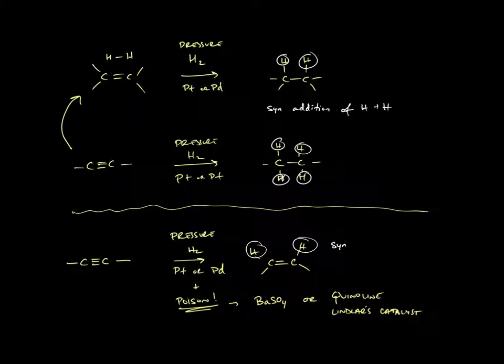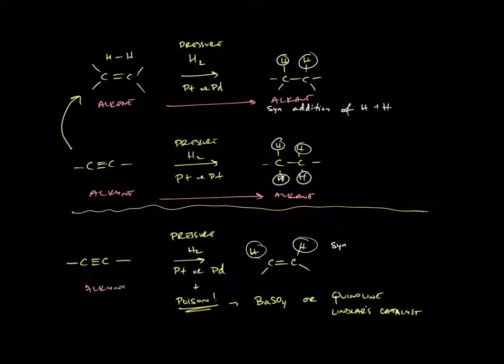So I'm going to write these names in really quickly, and you can think about any questions you have to bring to class. So this would be an alkene turning into an alkane. This would be an alkyne turning into an alkane. But if we poison it, we can turn our alkyne into an alkene, specifically a cis alkene.